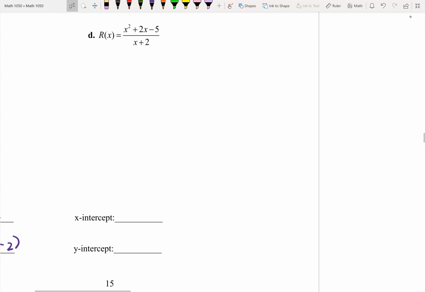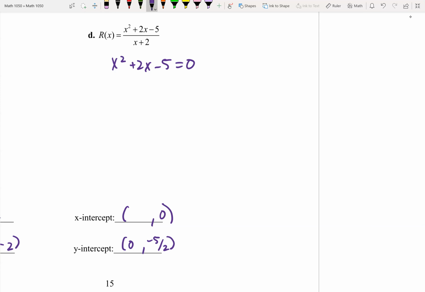Okay, next one. To find the x-intercept, you let y be 0. To find the y-intercept, you let x be a 0. Oh, I remember this. This is an edited problem from last semester. To find the y-intercept, let x be 0. Look, 0, 0, 0. Negative 5 over 2. Easy. To find the x-intercept, you let y be 0, which is the same as letting the top be a 0.